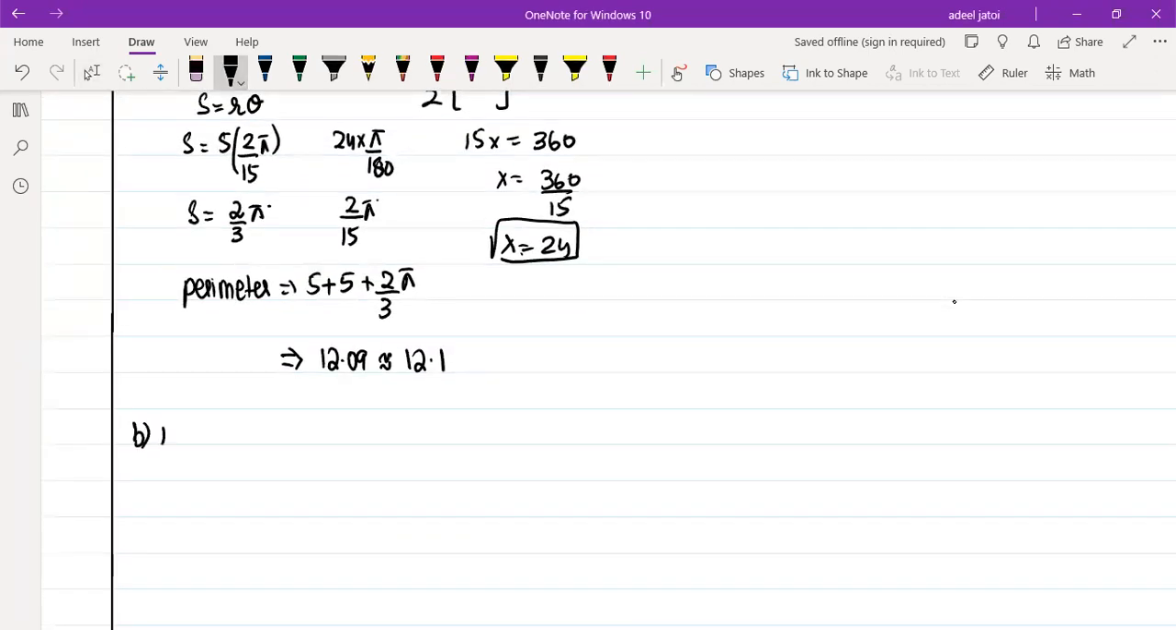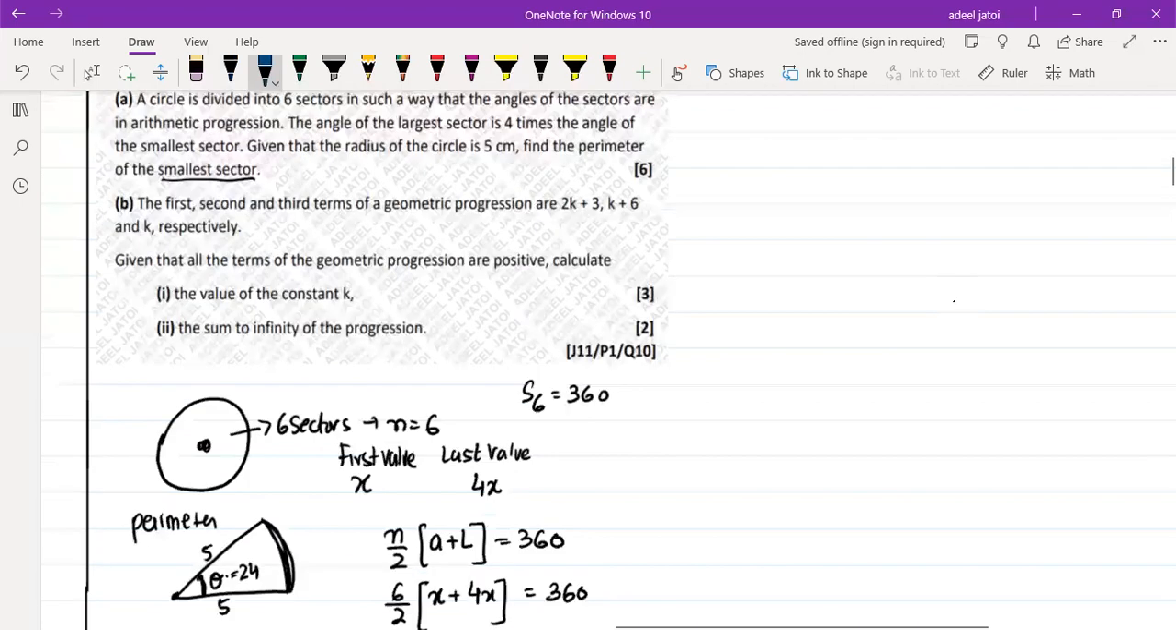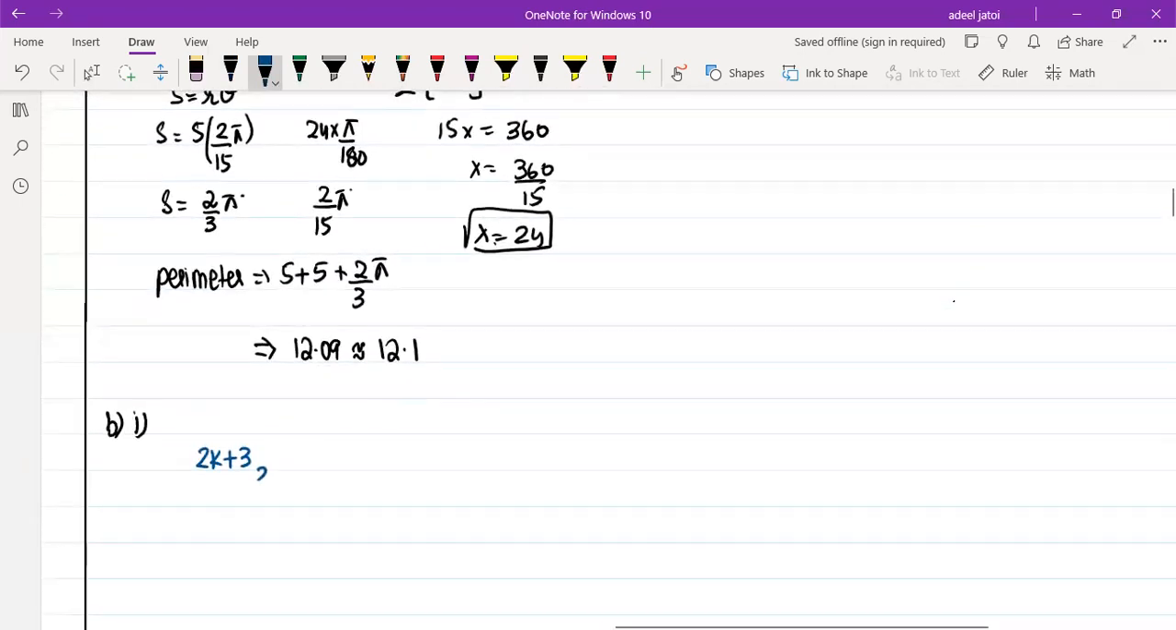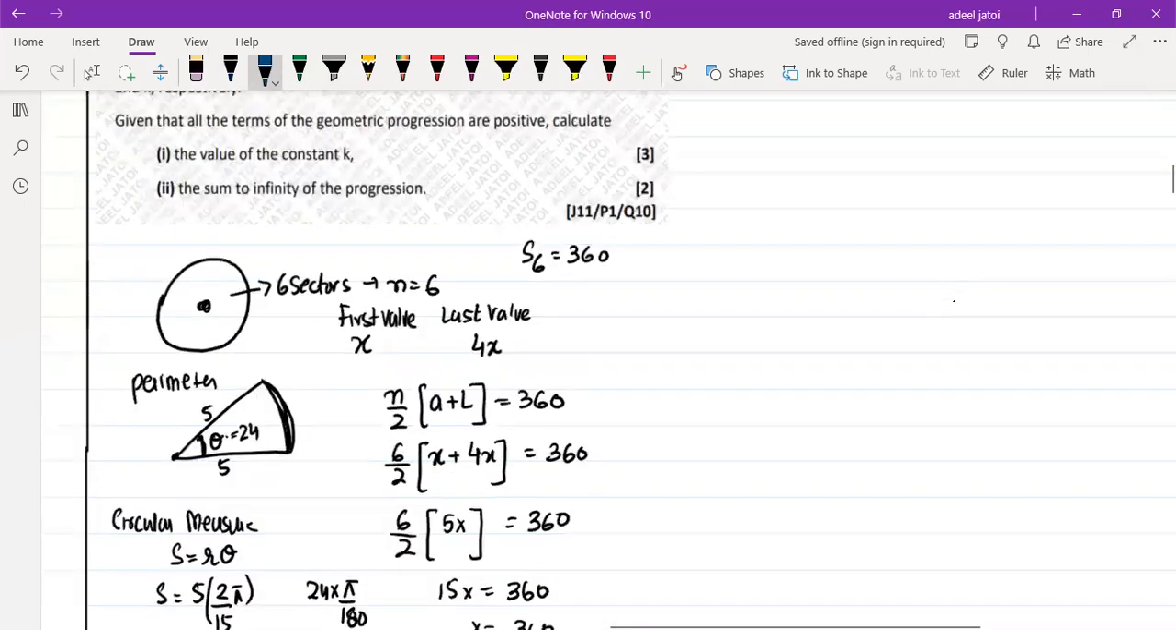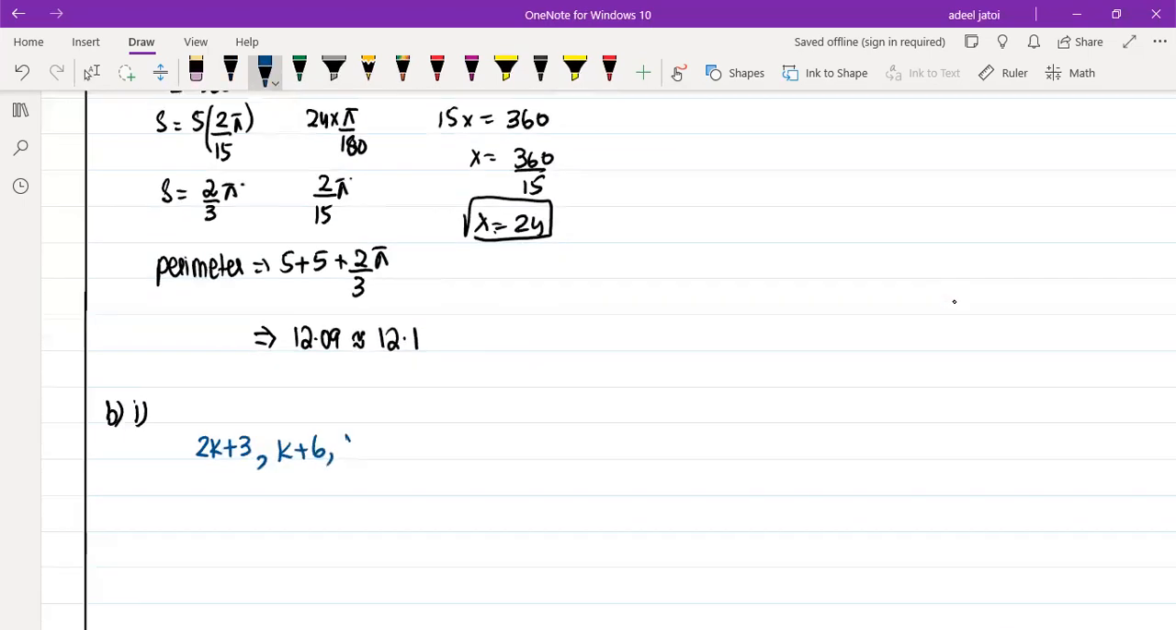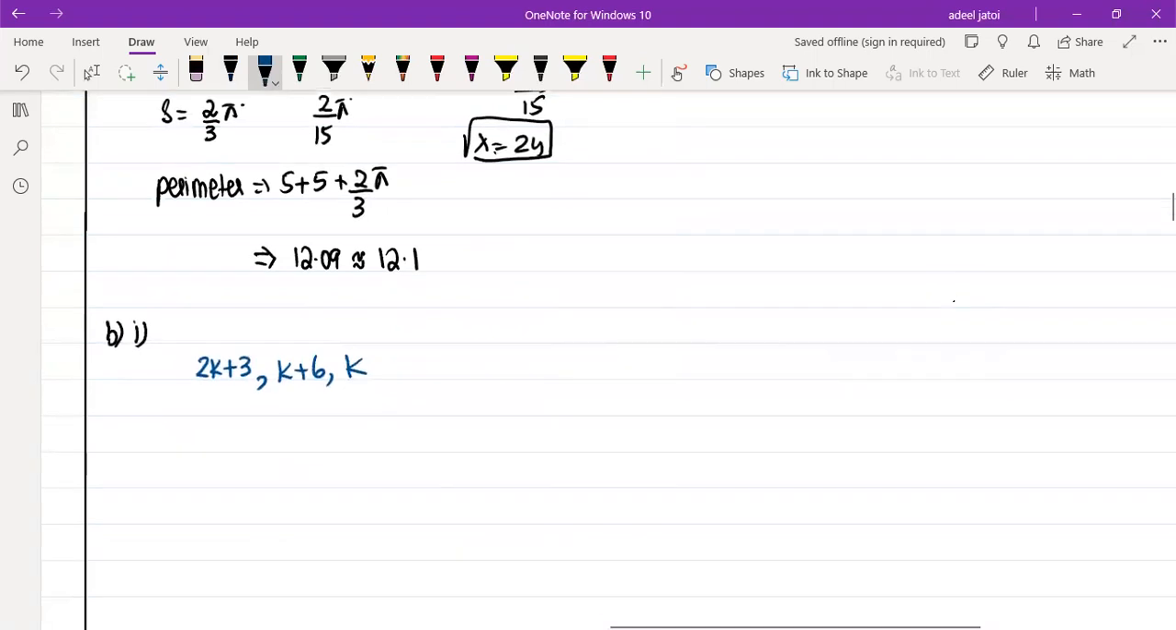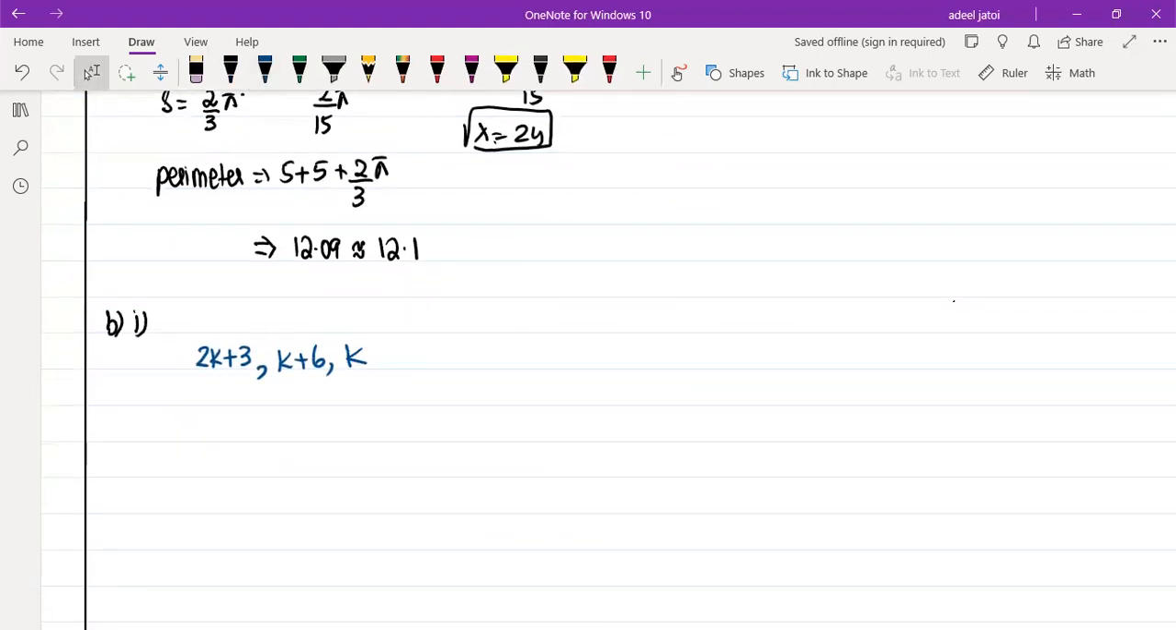Part B1. So it says 2k plus 3 is the first term. Your second term is k plus 6. And the third term given is k. And you have been told to find the value of k. So to understand this, we have been given 3 consecutive terms. So when 3 consecutive terms are given, we use the ratio method.